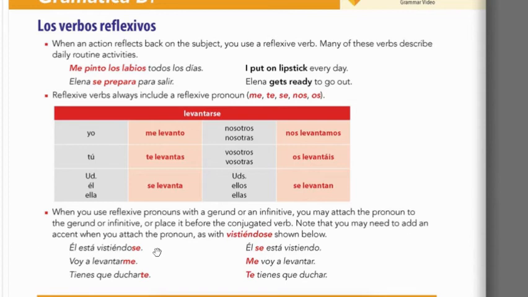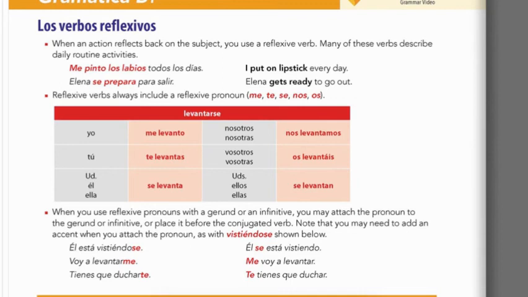Él está vistiéndose. He's dressing himself. Using that syntax, it makes a lot of sense. It's easier for us as English speakers rather than él se está vistiendo. Both are correct. Voy a levantarme. I'm going to get up myself. I'm going to get myself up. Me voy a levantar.